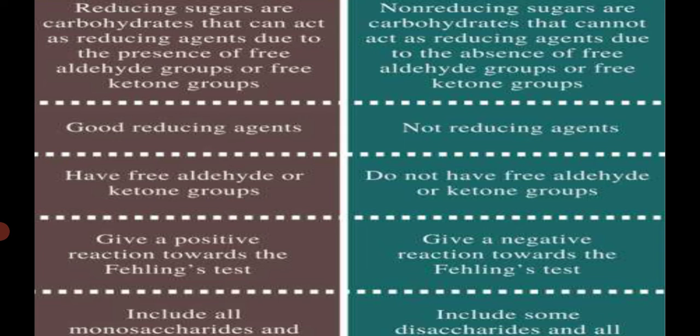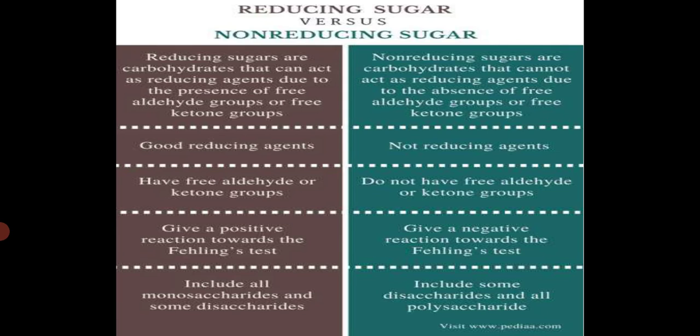Reducing sugars are a good reducing agent. Non-reducing sugars are not reducing agents. Reducing sugars have a free aldehyde or ketone group, while non-reducing sugars don't. Reducing sugars give a positive reaction toward the Fehling test, while non-reducing sugars give a negative reaction. Reducing sugars include all the monosaccharides and some disaccharides, while non-reducing sugars include some disaccharides and all polysaccharides. This is the main difference between a reducing sugar and a non-reducing sugar.